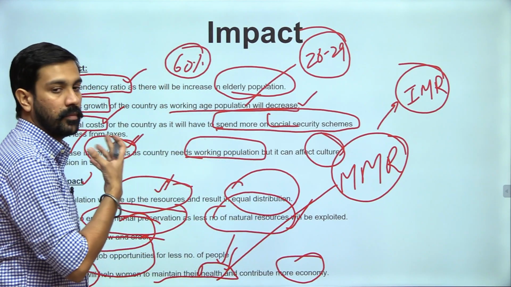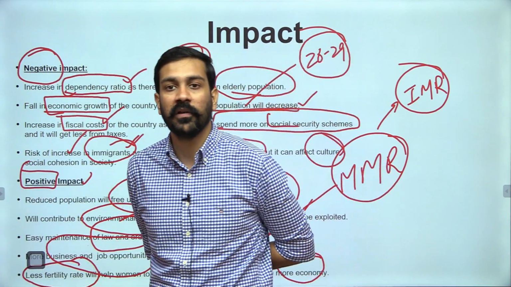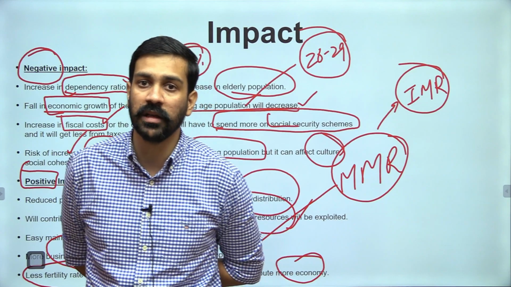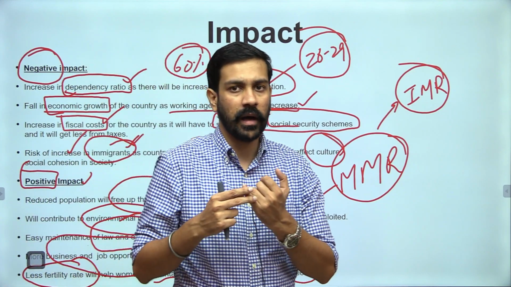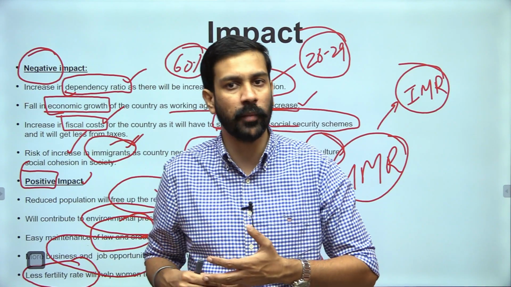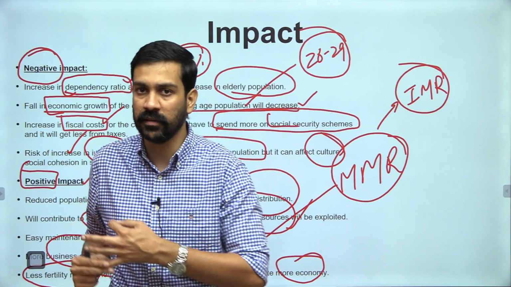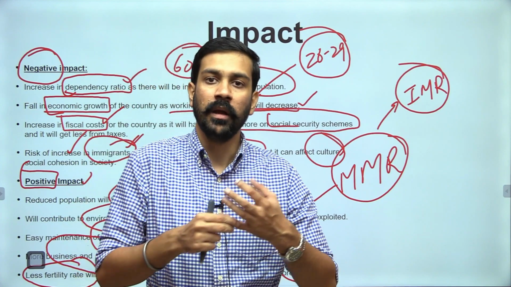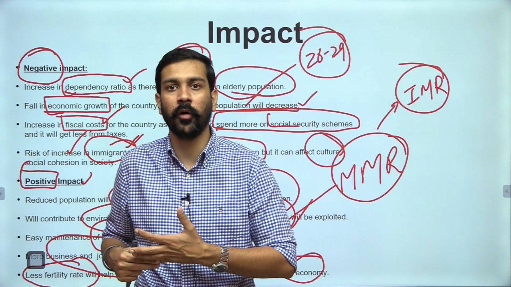I will repeat in a nutshell again. So what are the negative impacts? First of all is the increase in the dependency ratio. You just have to link these. First of all, a high dependency ratio means a greater number of elderly people. If there are more elderly people, obviously it means less working population working in the economy. So the economic productivity of the country will fall.